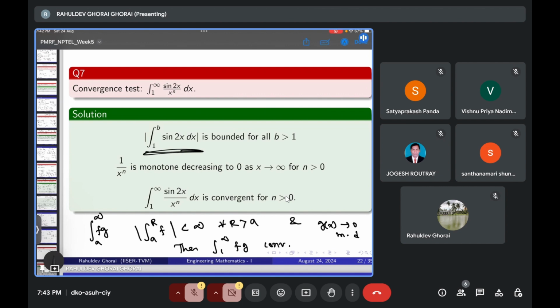So remember this one: if these two functions are there, one is monotonically decreasing and converging to 0, and the other has a bounded integral for any r, then the product will be convergent. So for any n greater than 0, it is convergent.